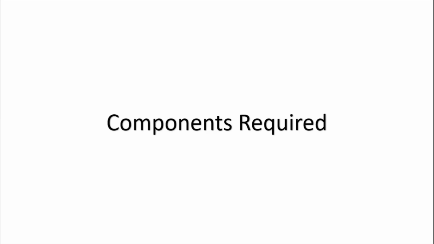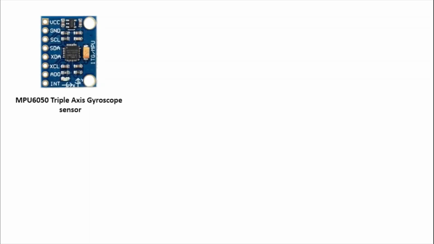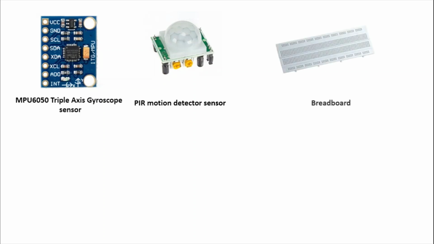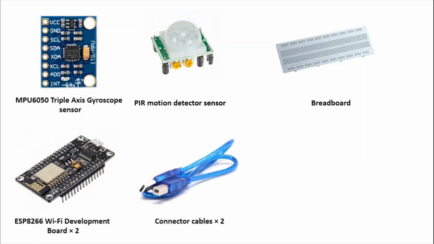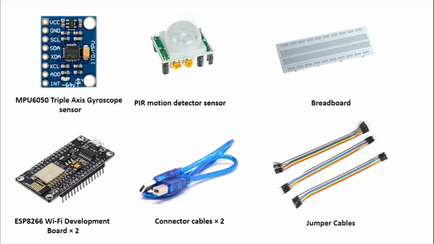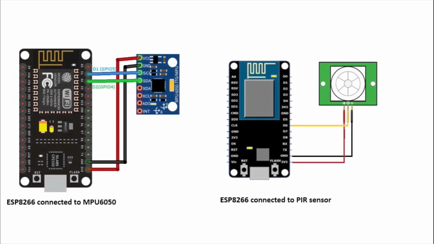Let's look into the components required. MPU6050 sensor, PIR motion detector sensor, breadboard, two Node MCUs, two connector cables, and jumper wires. The sensors shown above are connected in this way to Node MCUs.